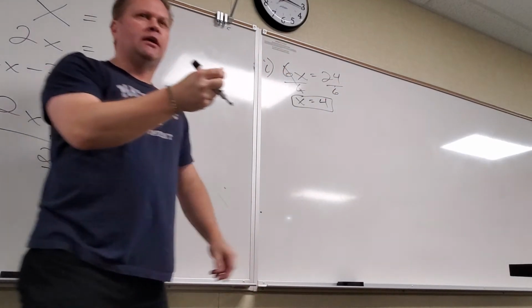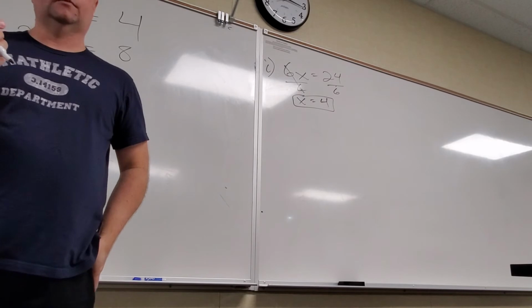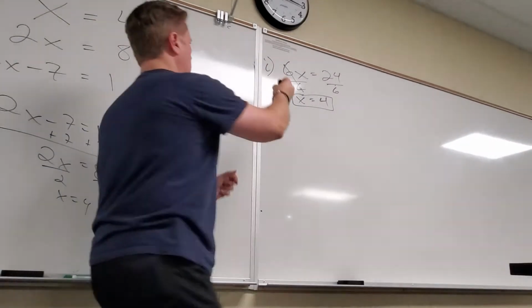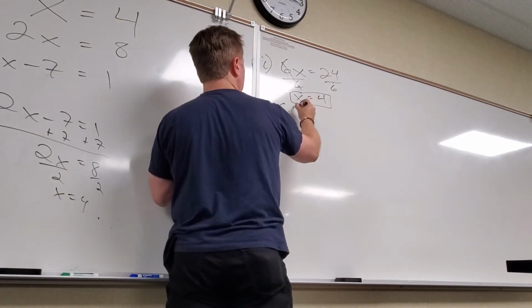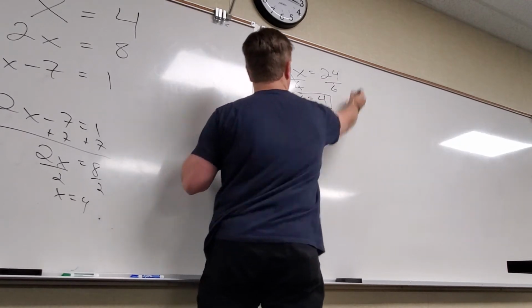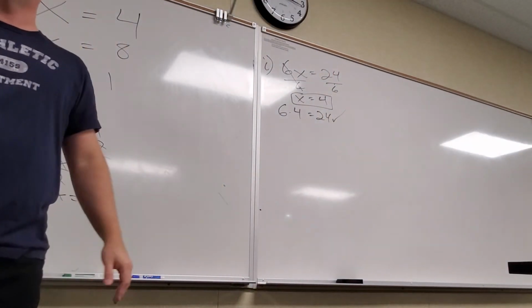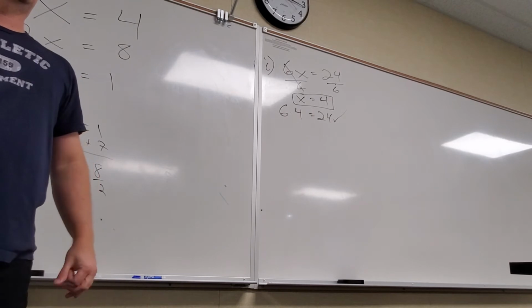And then how do you check that? You plug that value into the original. So 6 times x, but I'm saying x is 4. Is that equal to 24? Yes. Yay. And they all celebrated.